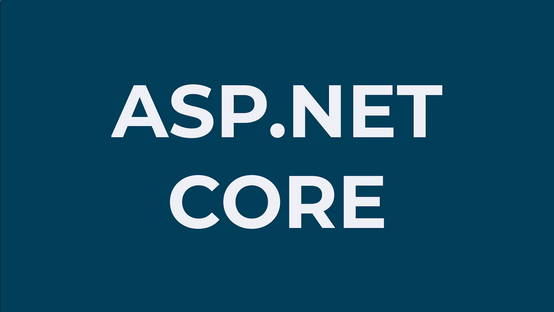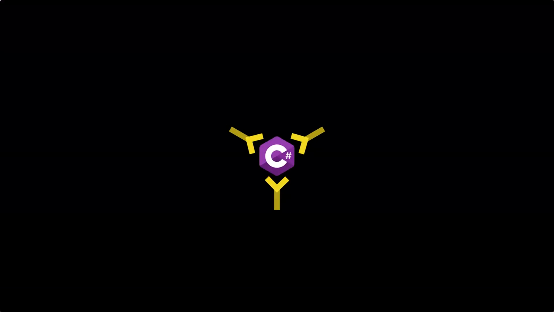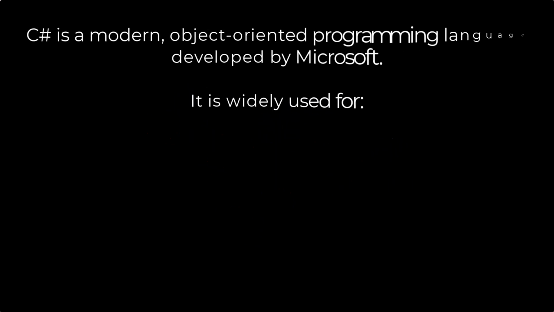So, let's get started. So, what is C Sharp? So first, what exactly is this C Sharp? It's a programming language, in simple words, right? So what exactly is it? It's a modern object-oriented programming language developed by Microsoft.